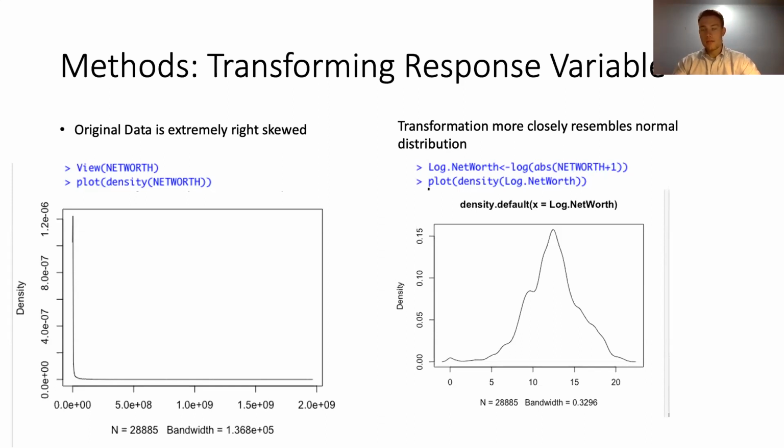So I had to apply a second transformation, adding the constant of 1. After I applied log of absolute value of net worth plus 1, I was able to come up with a new variable. I just called it log dot net worth. And this variable was much more similar to a normal distribution, not exactly a bell curve, but much easier to work with and more feasible for me to use.